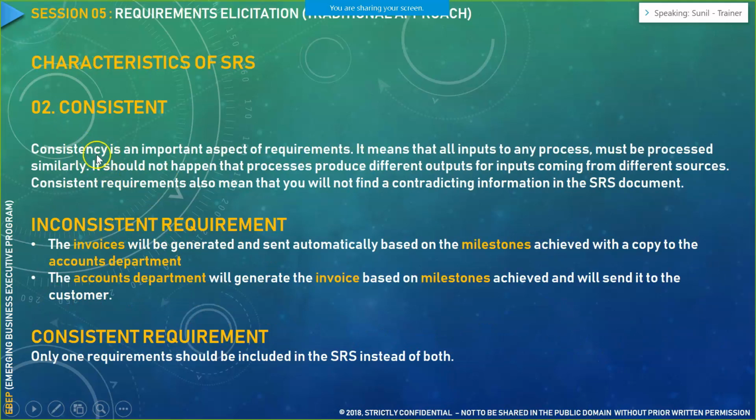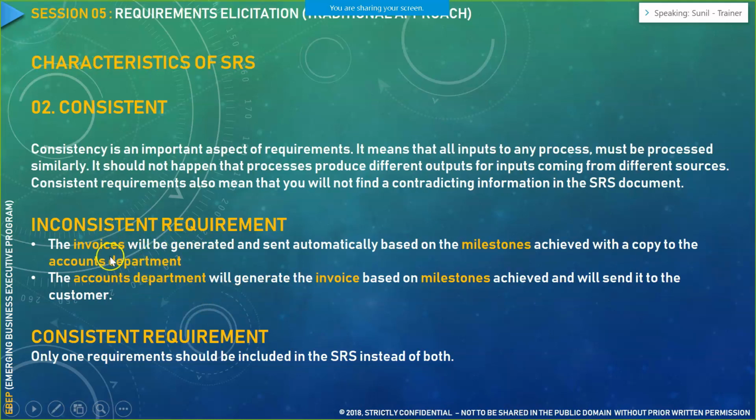Now, next is the requirement needs to be consistent. For example, if you read through these two requirements: the invoices will be generated and sent automatically based on the milestones achieved, with a copy to the accounts department. Now the accounts department will generate the invoice based on milestones achieved and will send it to the customer. Both are essentially meaning the same thing, but the word placement is different. So that is nothing but duplication of requirement, or an inconsistent requirement.